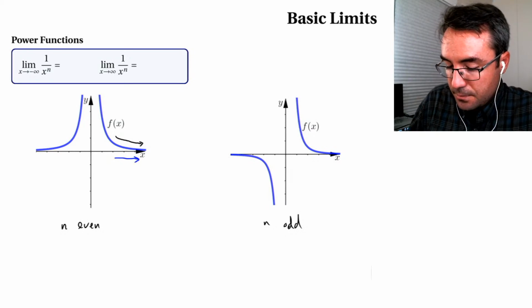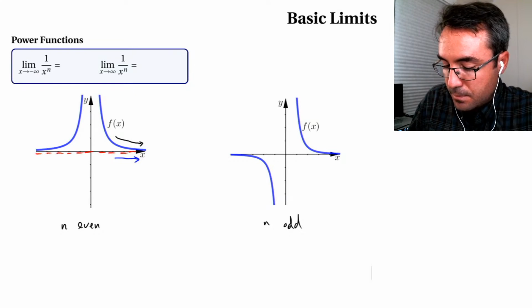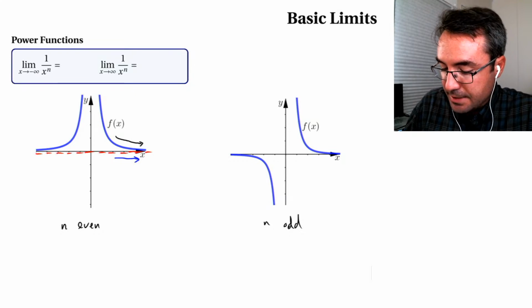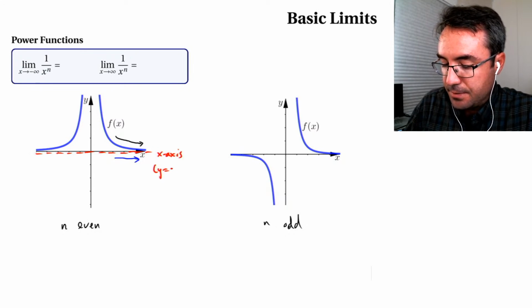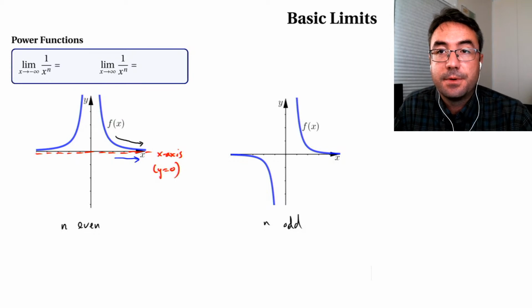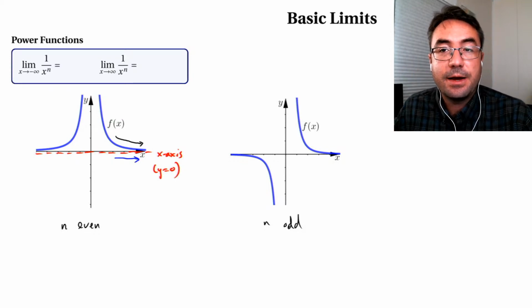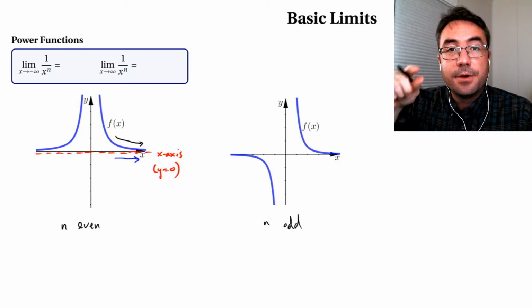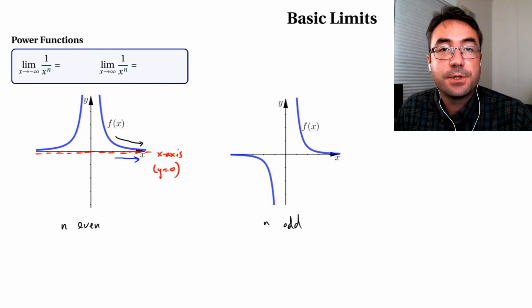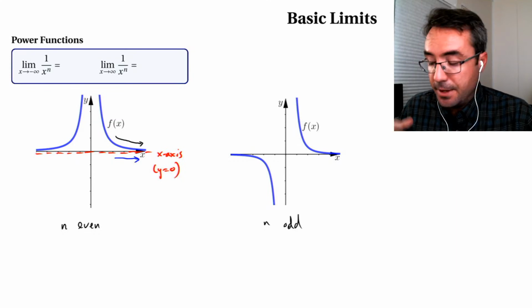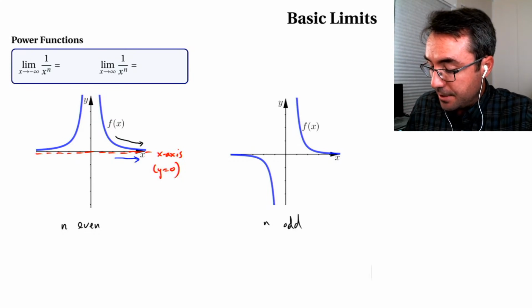So that x-axis, it has an equation. The equation is y equals 0. So as we move further and further to the right on that first graph where n is even, the function is getting closer and closer to the number 0. Same thing in the other case here.